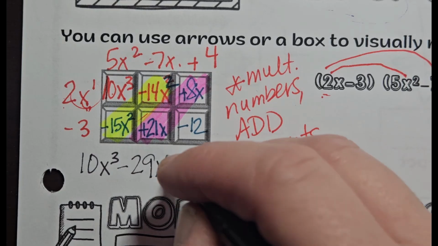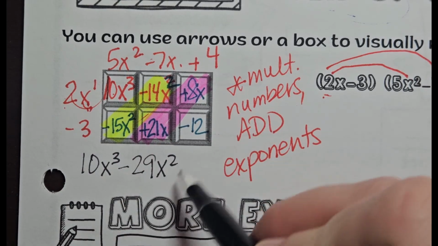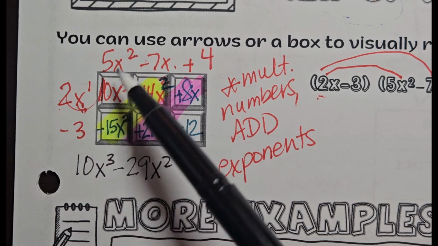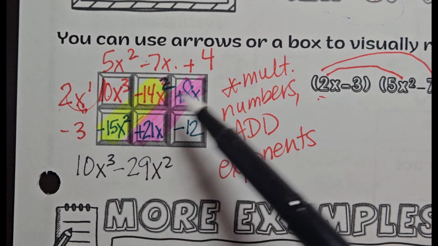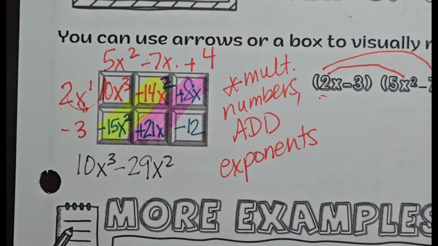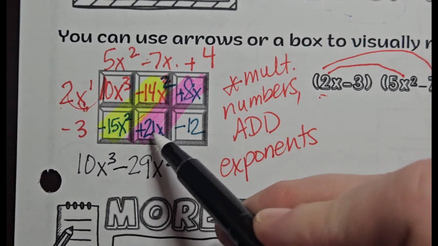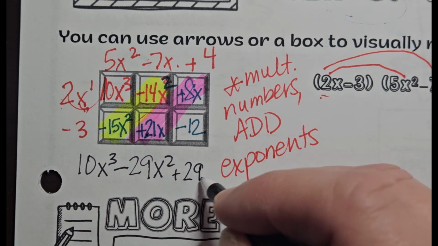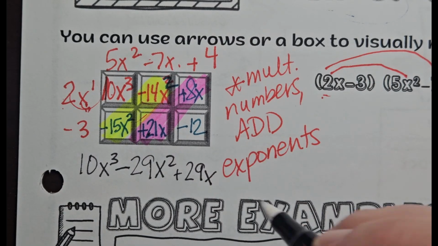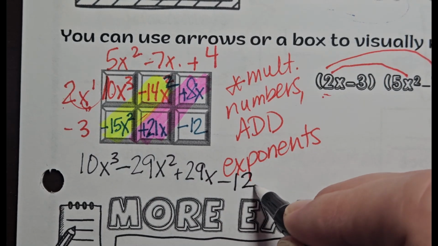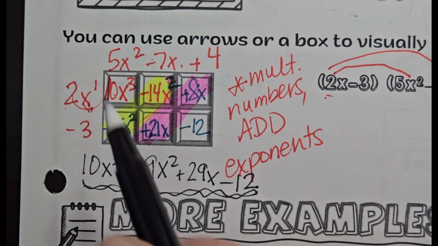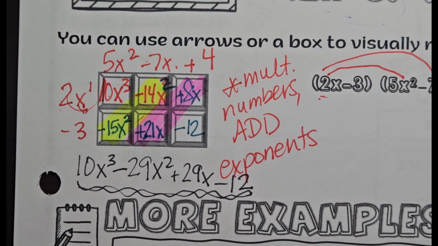And at this point, as I'm bringing the terms down, I'm leaving the exponents alone. So we did change the exponents as we were filling in the box, but once they're in the box, we leave them. Okay, our x terms here, 21 plus 8 is another 29, 29x, and then minus 12. And so that right there is our fully multiplied polynomial.